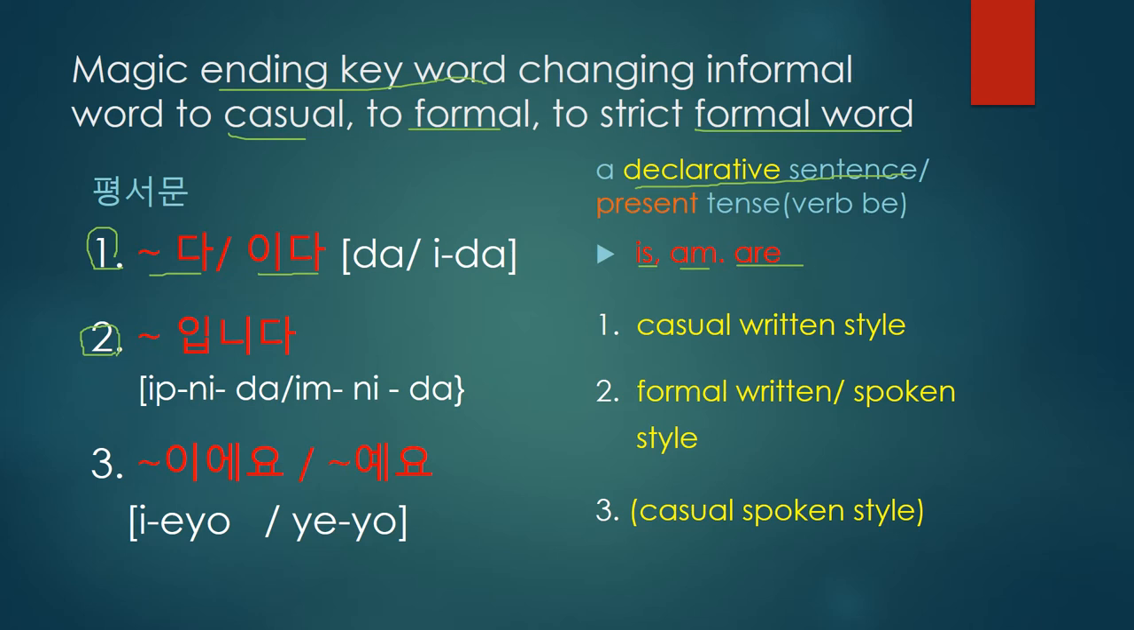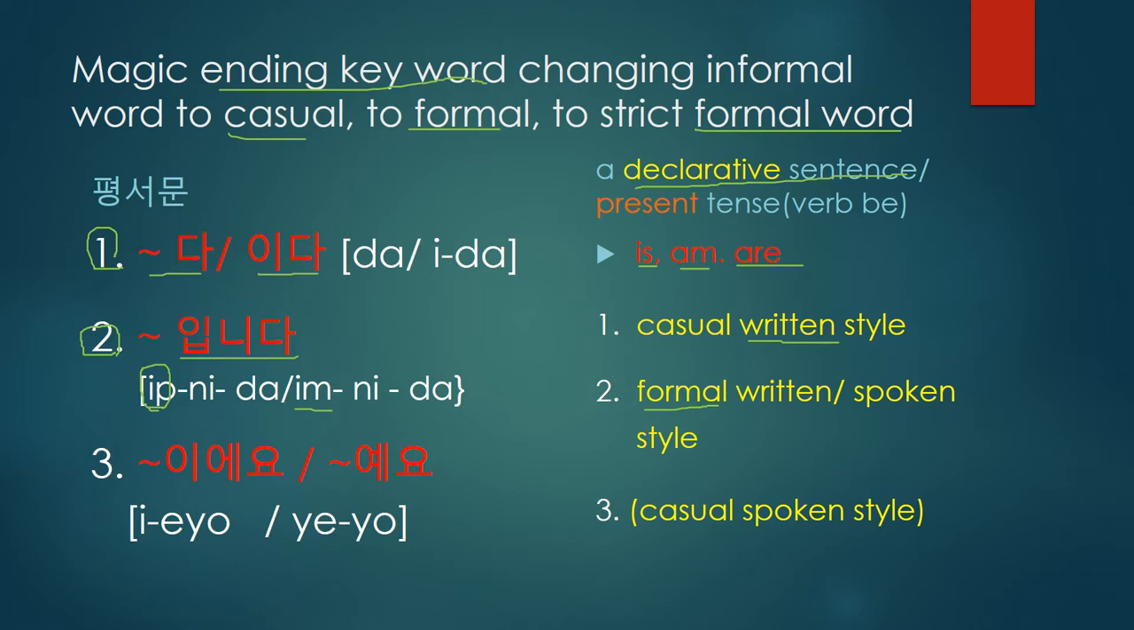Number two, 입니다, 뭐뭐입니다. That's literally written 입니다, but you can hear the pronunciation is like 임니다. So I'll write like this style. Okay, first one, da, ida, it's a casual written style. When you write something, it ends with da or ida. And second is 입니다, it's formal, a formal written style or spoken style. When you write something or when you speak, you can say 입니다.